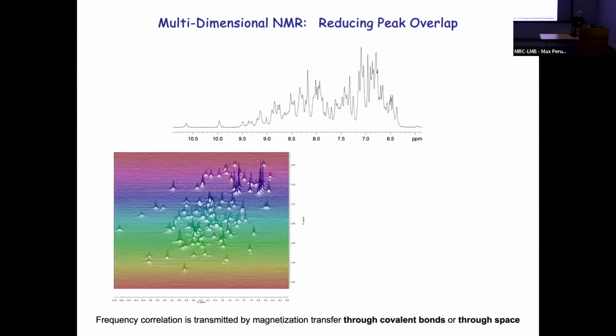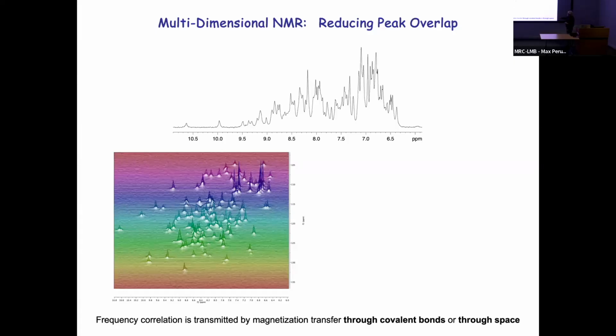So what we can do is spread the signals out into a second dimension. The physics of how that's done is beyond what we can go into today, just to take away the message that this is actually the same spectrum of the same protein. The only thing that we've done is each of the signals in here is now separated in the second dimension by the chemical shift of the directly bonded nitrogen. So these are HN protons, right? And this axis is showing the nitrogen chemical shift for this amide. This axis is showing the hydrogen shift.